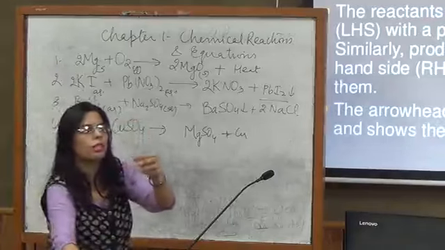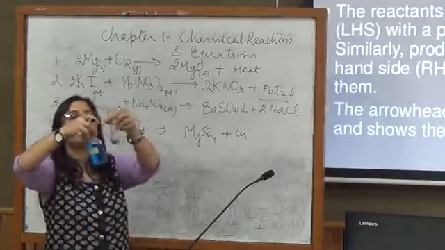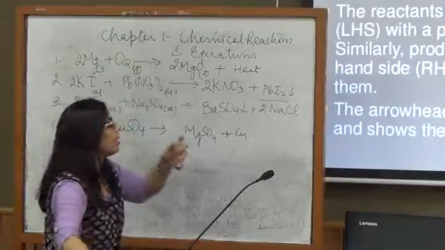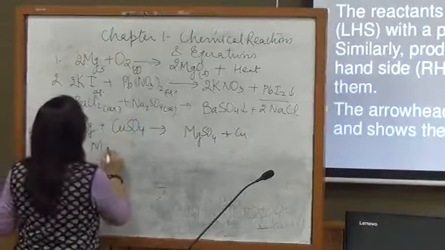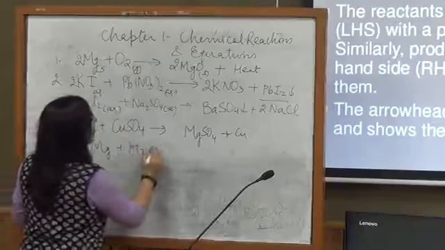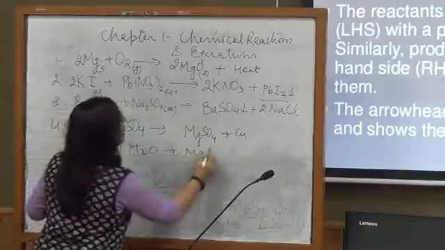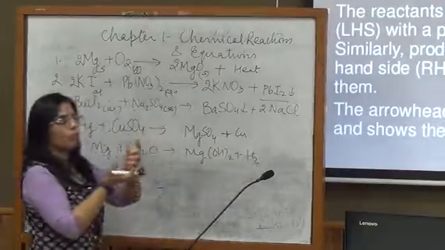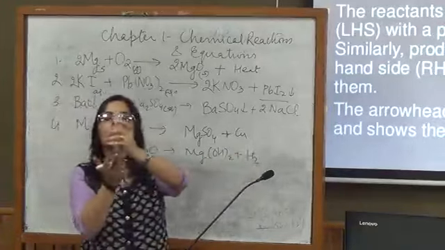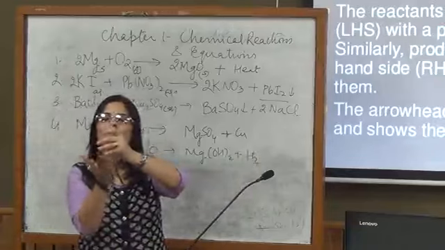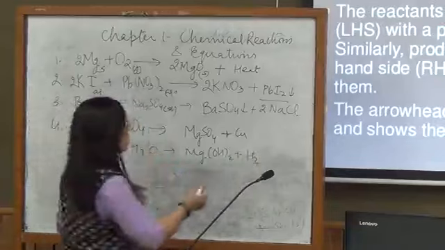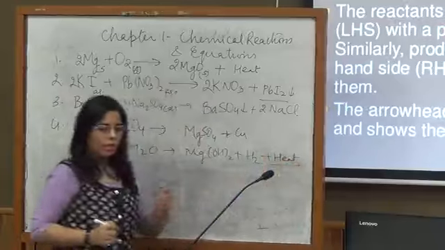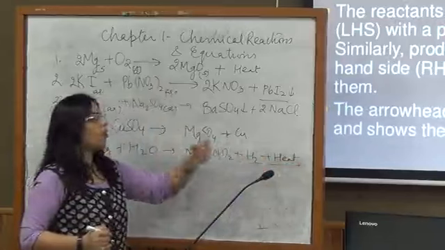The color of the solution is fading. Magnesium sulfate wouldn't have a color, whereas copper sulfate had a color. But there is yet another reaction, that magnesium reacted with water, producing magnesium hydroxide and hydrogen gas. And there is evolution of heat. If you touch this boiling tube, you sense the heat. So there is evolution of a gas as well as heat, energy in the form of heat.